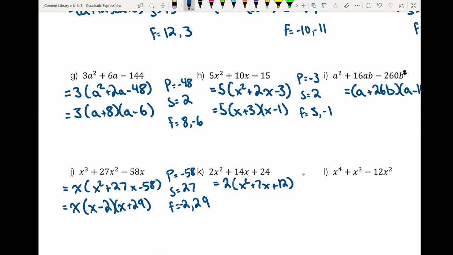Now this is a simple trinomial, so I can use my product and sum method. So two numbers that multiply to 12 and add to 7. Because my product is positive and my sum is positive, my two factors have to be positive. So in this case, it will be 4 and 3. So x is my variable, plus 4 is my one number, x is my variable, plus 3 is my other number that I found.